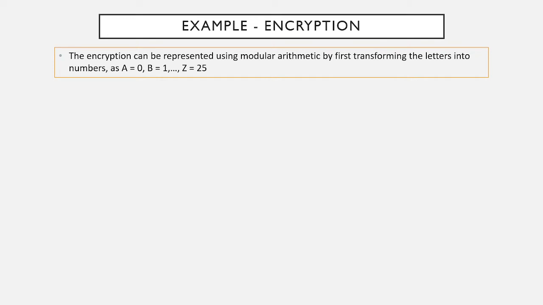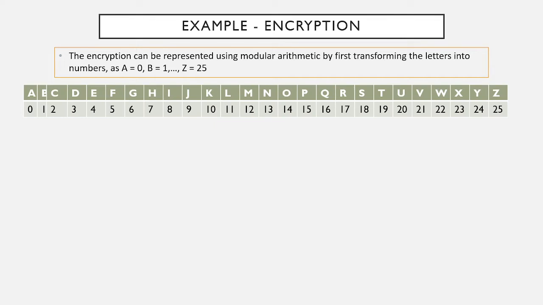The encryption can be represented using modular arithmetic by first transforming the letters into numbers as A equals 0, B equals 1 and so on. So this is put up in a table with A equals 0 and ending with Z equals 25. This will be easy for our reference. Now we are going to consider a plain text. The plain text is ATTACK AT ONCE and the key is 4. So we have to make a 4 shift.